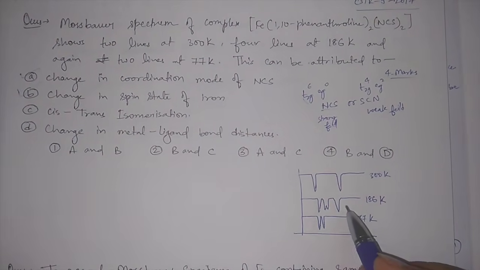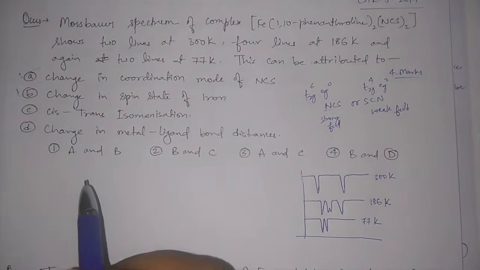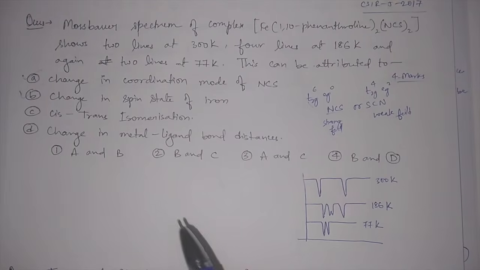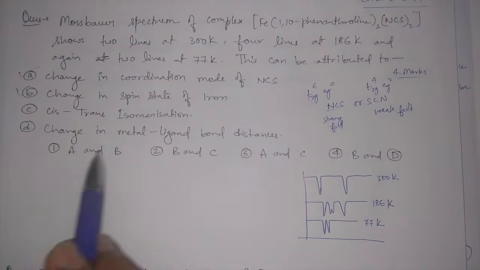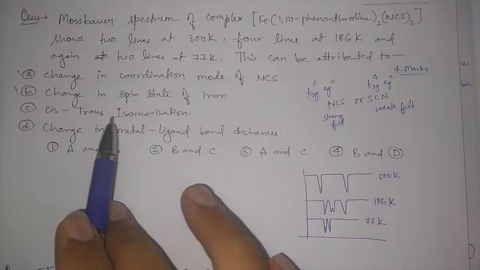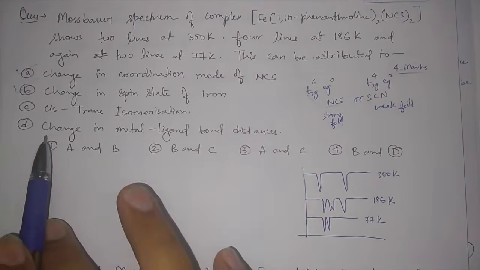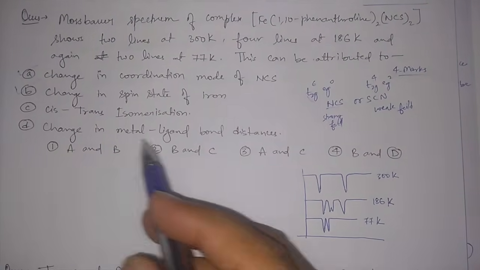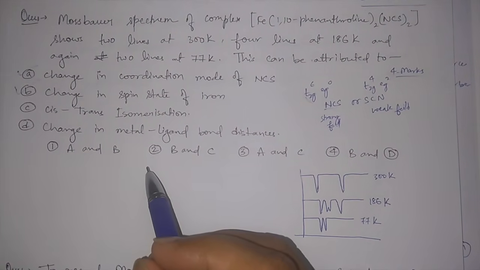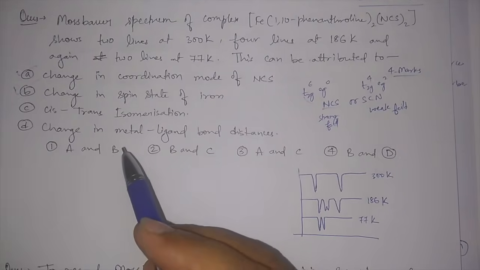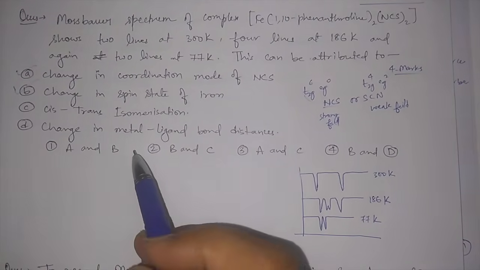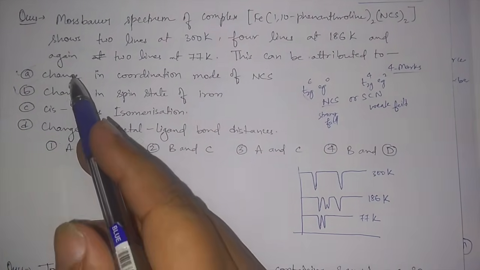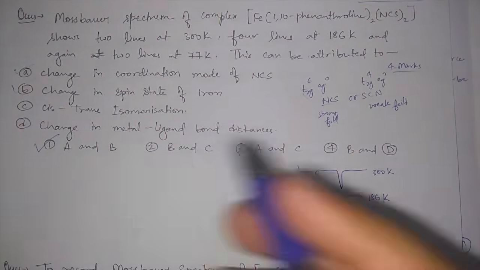Now these 4 peaks cannot be explained based on these 2 things. But the answer can be predicted, because cis and trans isomerization will not alter this, and change in metal to ligand bond distance is also not happening over here. That will happen only where Jahn-Teller distortion and other things are possible. Here nothing is like that. So C and D are not possible, the only possibilities are A and B, so option 1 becomes your correct choice.